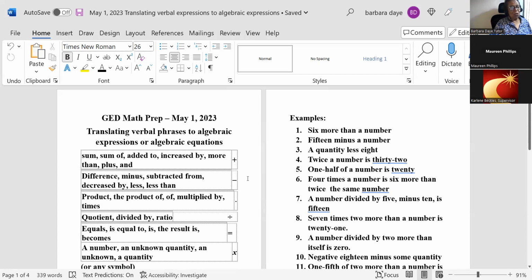Now, what do you call the result of a multiplication, Maureen? A product. That's it, very good. So when you see product, you know the operation is multiplication. You could have the product of, multiplied by, or times. All of those mean product. Here you see a dot, but remember multiplication has more than one symbol. It could be a dot. What are some other symbols of multiplication?